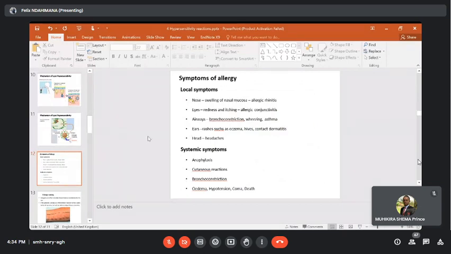This might be local or systemic. If it is local, it might be in the nose, whereby the nose can swell. It might be in the eyes, it might be in the... Sorry.